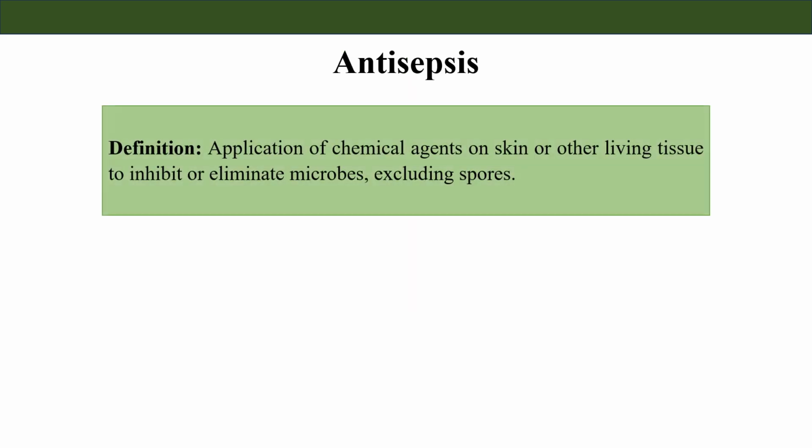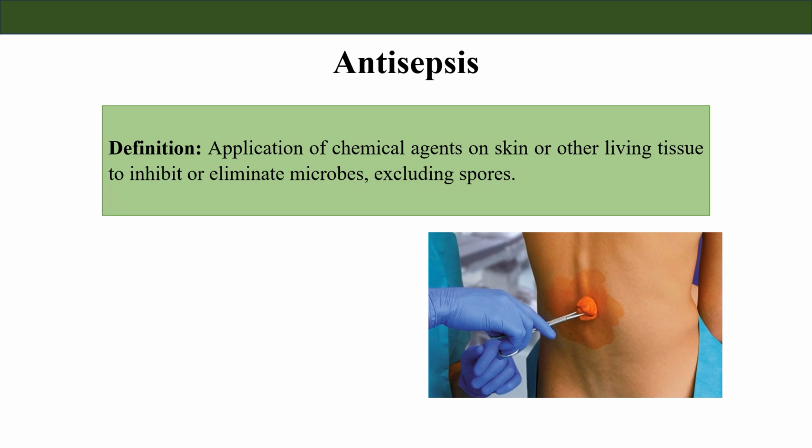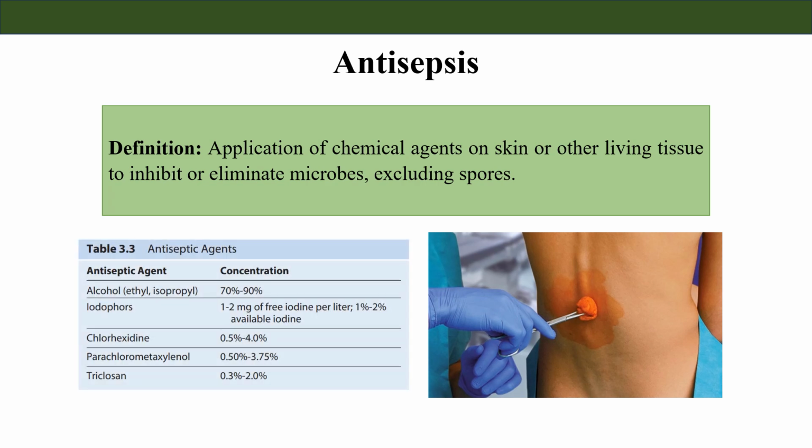Antisepsis involves applying chemical agents on skin or other living tissue to inhibit or eliminate microbes, excluding spores. Table 3.3 provides details on common antiseptic agents, including their concentrations, mechanisms of action, and applications. Let's explore some of these antiseptics.